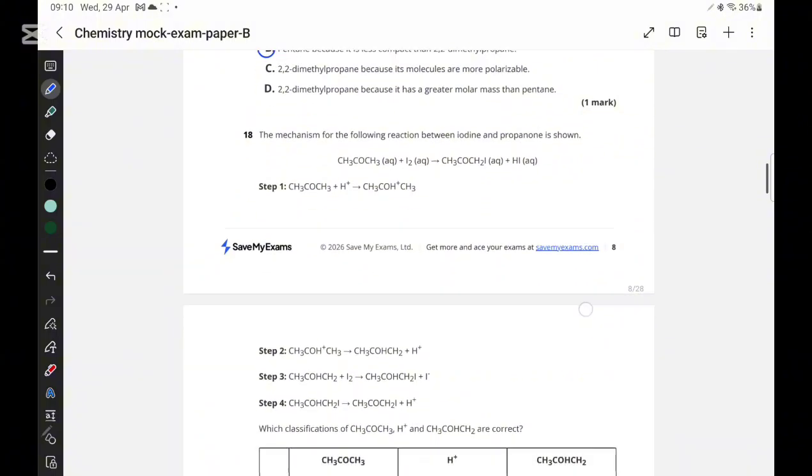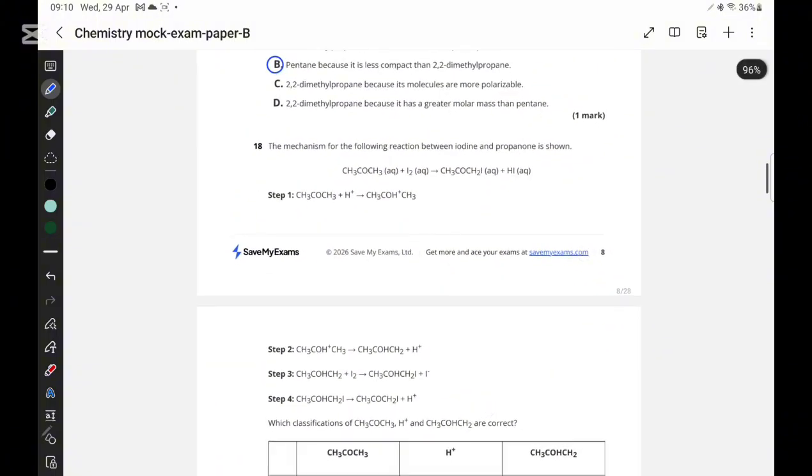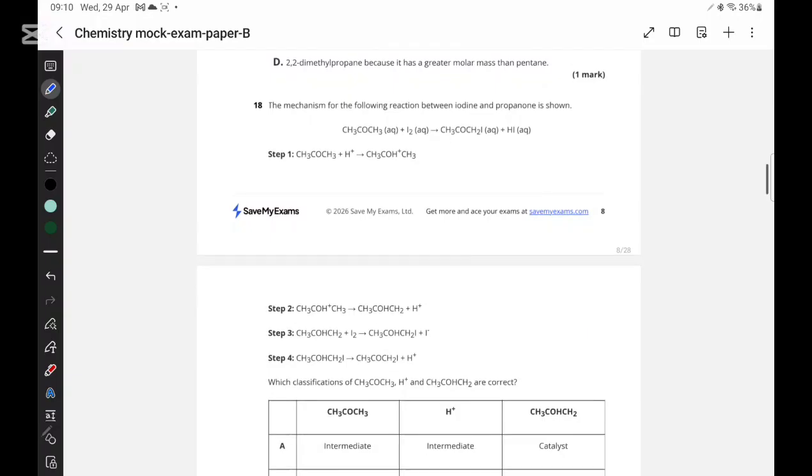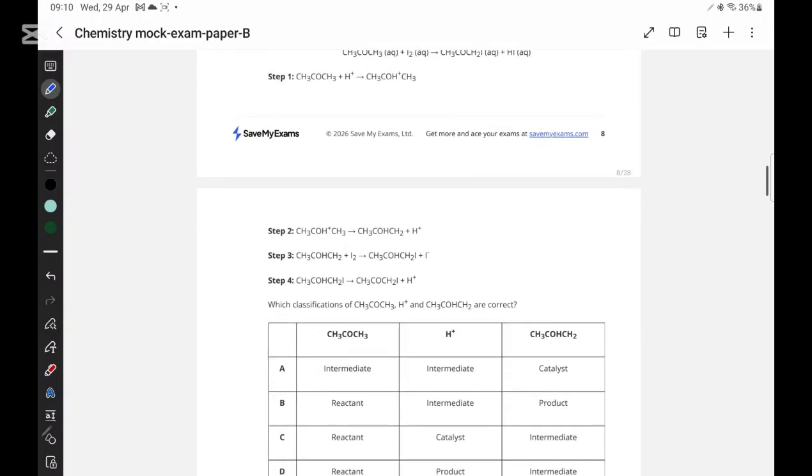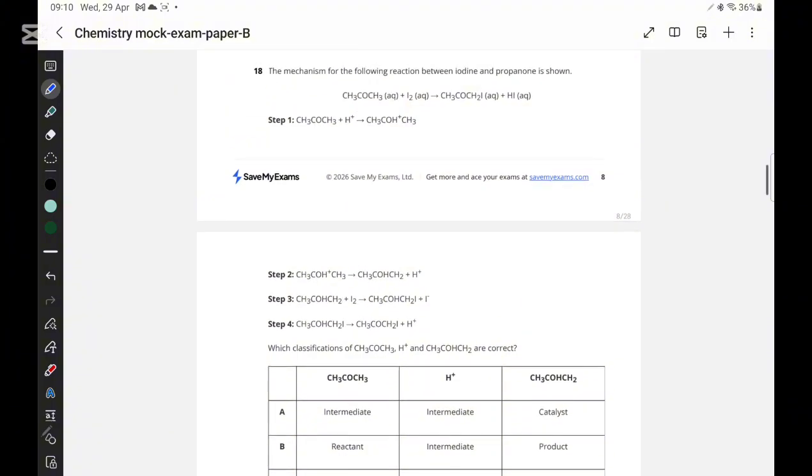Question number 18. Now they have given us the reaction mechanism, and they are asking which of them is the intermediate, the catalyst, and the reactant. First of all, let's see this CH3COCH3, which is present in the main equation. That is going to be the reactant.